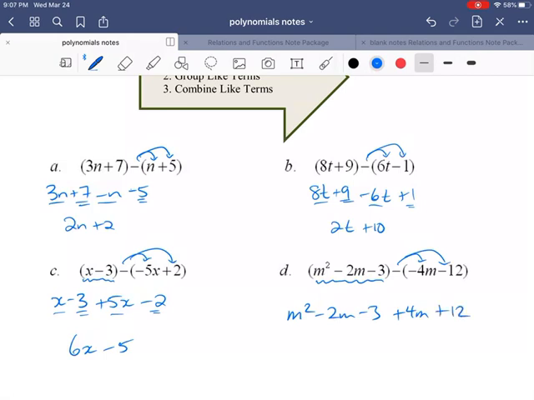So pause the video, underline what you think you would collect, and then click play. So hopefully you've done this. m squared. There's nothing else to combine with it. There's no other squares to combine. The negative 2m and positive 4m are going to leave you with positive 2m. And the negative 3 and the positive 12 give you positive 9 remaining.